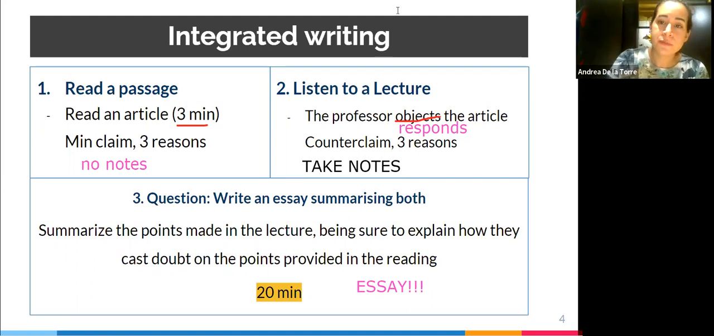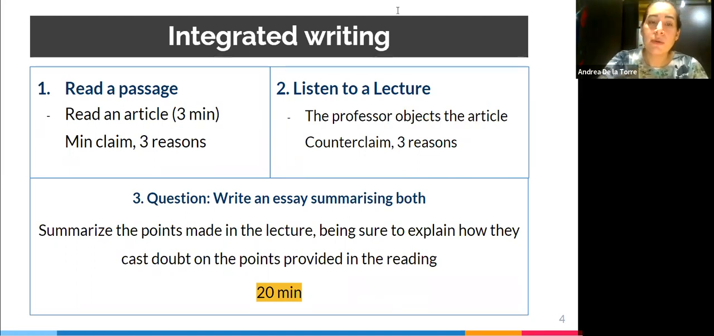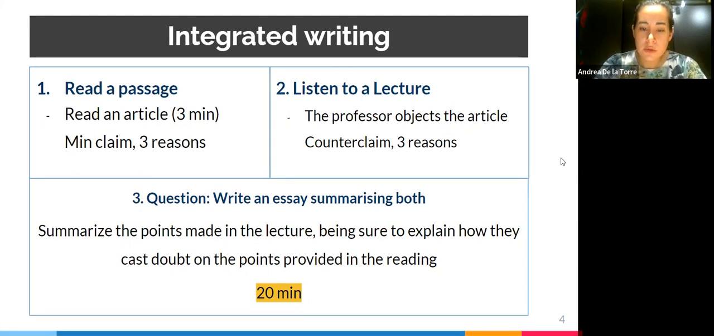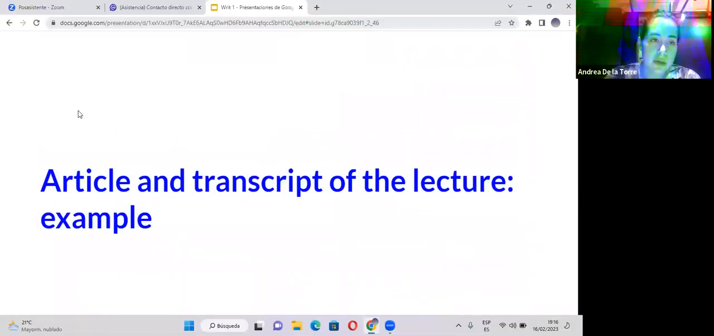Okay, guys? So any questions about this? You read the passage for 3 minutes, listen to the lecture, and write your essay. You will have, by the way, 20 minutes exactly to write the essay. So after reading and after listening, you get 20 minutes to finish the essay. Okay, any questions? No questions? Okay, guys.